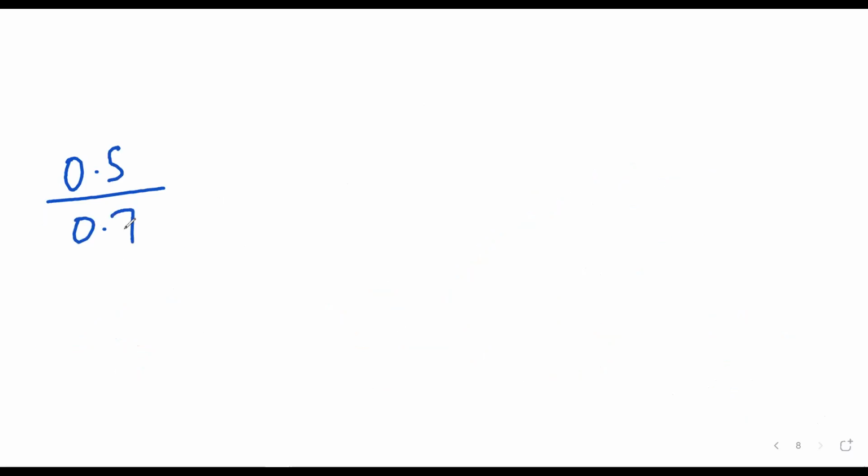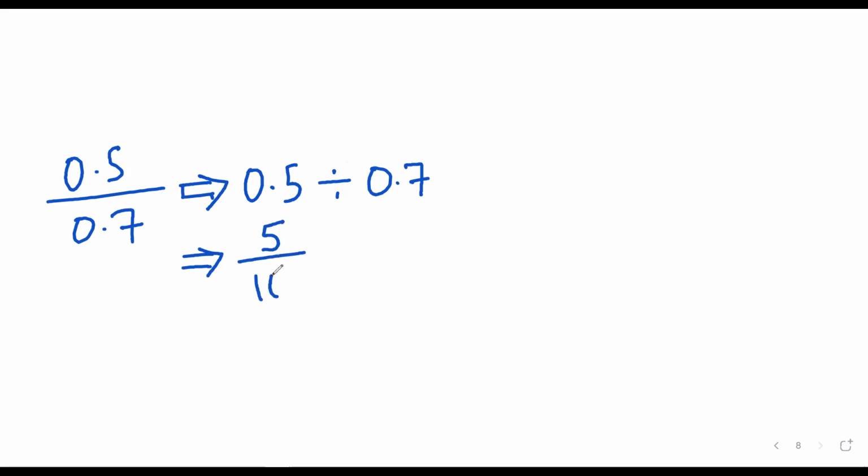0.5 divided by 0.7. Now I'm completely confused, I can't understand what to do with this. So what do I do? I write this as 0.5 divided by 0.7. Is it correct? Aishwarya, what should I write next? Then you can write 5 upon 10 divided by 7 upon 10. Shabash. Then you do 5 upon 10 into 10 upon 7. Shabash. Very nice.